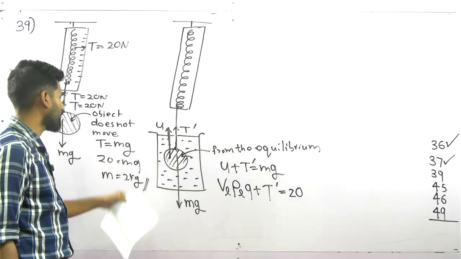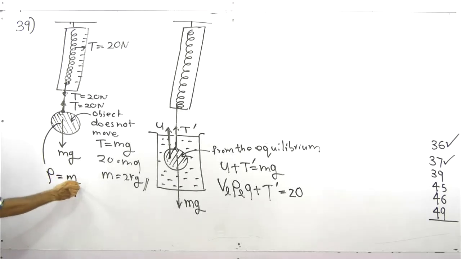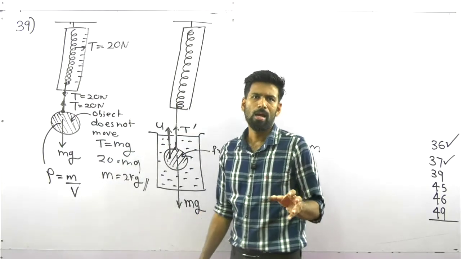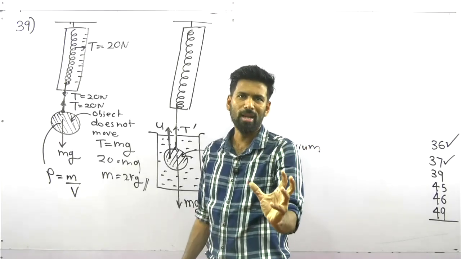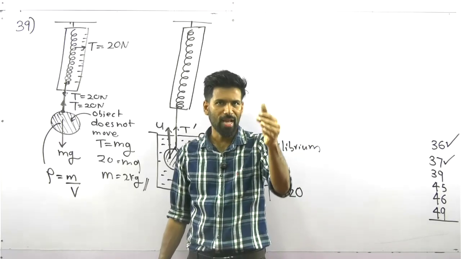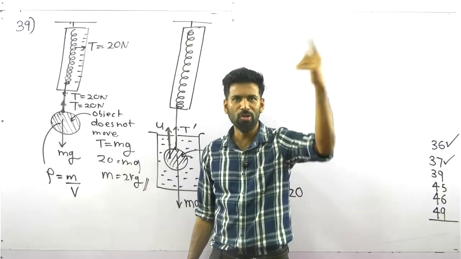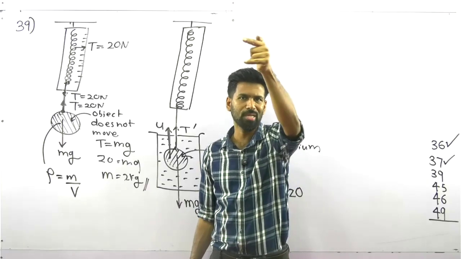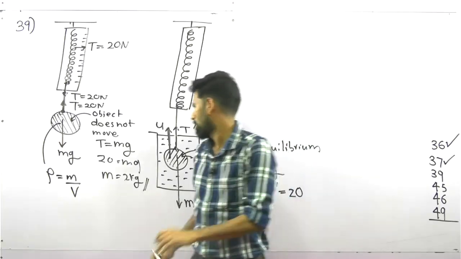In question number 39, what is the volume of the object? For the object, I'll apply rho equals m over v. I know the object is hanged from a spring balance in the air and it has the weight and the tension upward. Weight will balance the tension. The other side of the tension will pull the spring down and it becomes the reading. Reading 20, tension 20, weight 20, mass 2.